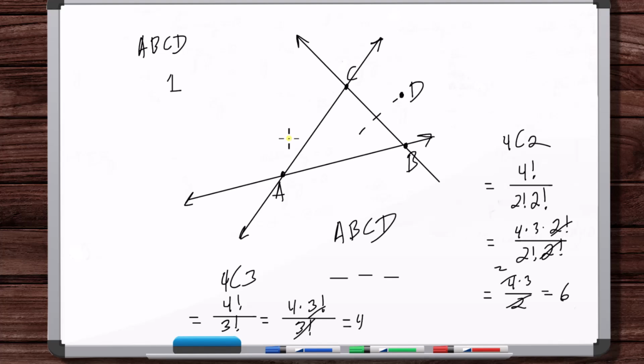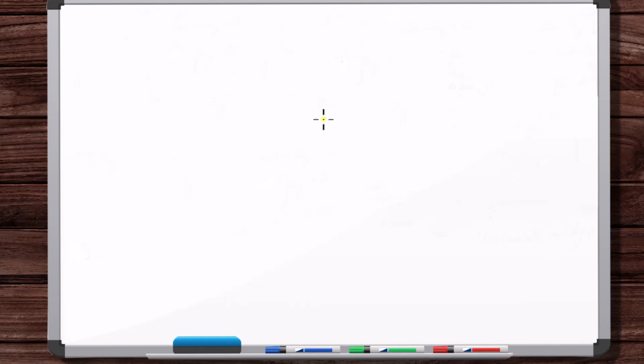Okay. So can we keep going from here? Let's add point E. Well, no, we can't do that. Why not? Because we'd be going into the 4th spatial dimension. We don't know what that is or if it even exists.